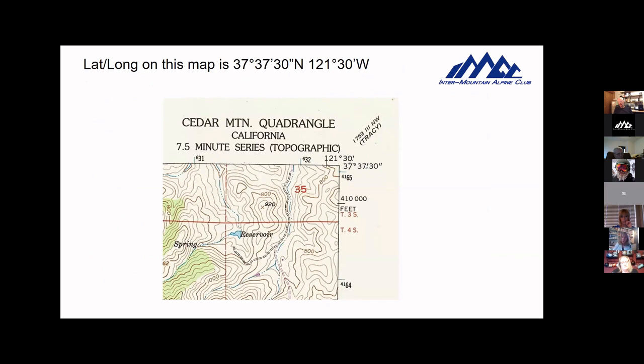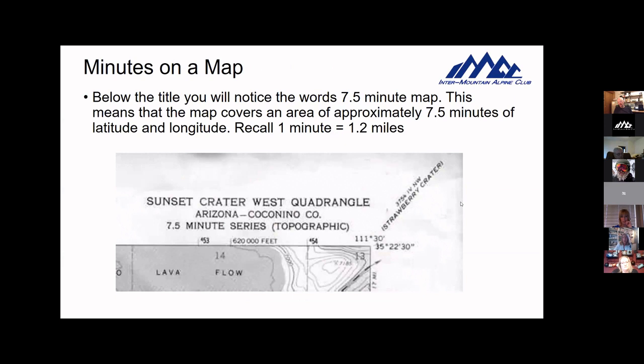This is really important. All of our maps, unless we go to the southern hemisphere, will be north. They could be east, but for us in our area of the United States, it's always going to be north, and it's always going to be west. Okay, minutes on a map. You'll notice a 7.5 minute map. This means that the map covers an area of approximately 7.5 minutes. Recall that 1 minute is 1.2 miles, so this map is about a 9-mile map. If you use CalTOPO, at the end of this presentation, you'll see a site that you can go to, CalTopo, and they talk a lot about the 7.5 minute map.